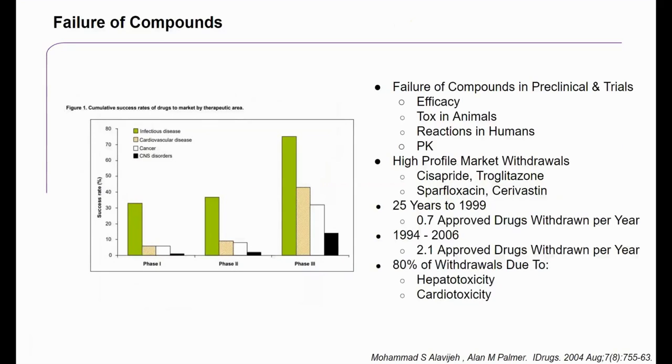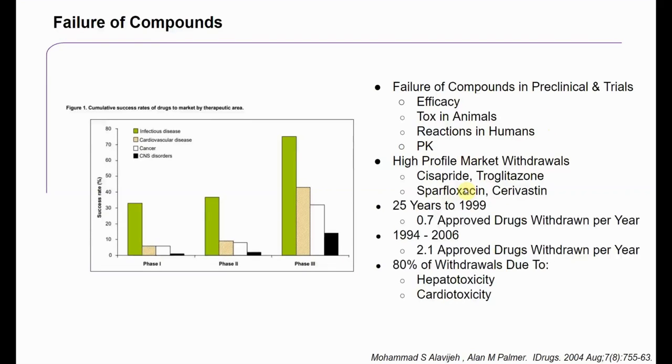One of the major problems that people discovered was that a lot of the compounds that were going into clinical trials were failing. There were a number of reasons for this: efficacy, toxicity in animals, but unfortunately also adverse reactions in humans in compounds that were getting through to the market. Also pharmacokinetics, the bioavailability of compounds, and some problems with that.